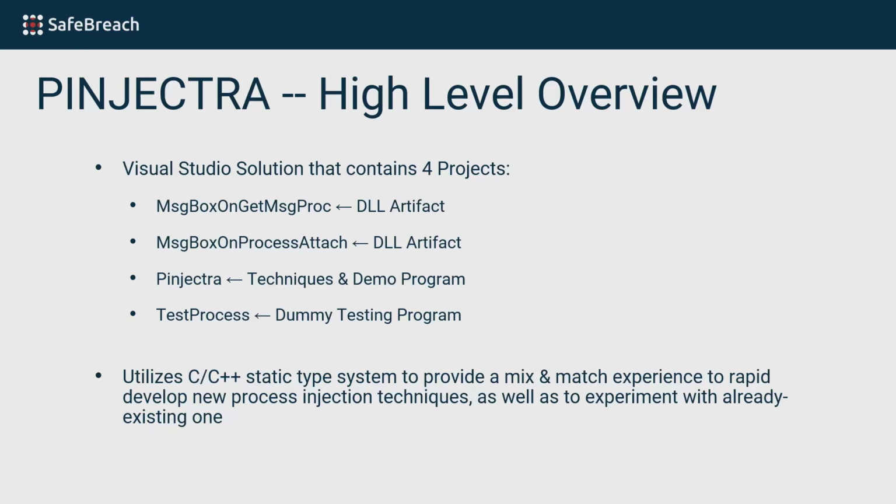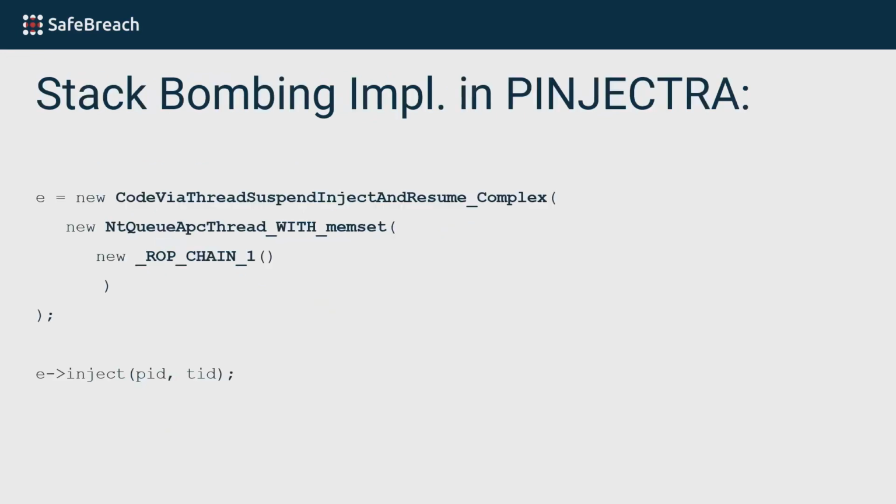Now, stepping back a little bit to the philosophy behind Pinjectra. As Amit mentioned, the research took a lot of effort collecting different scraps and organizing them together into a framework. We decided to take it to the next step, and we utilize the C and C++ static type system to break down the concept into different class types that together can combine into a process injection execution. So how does it look?